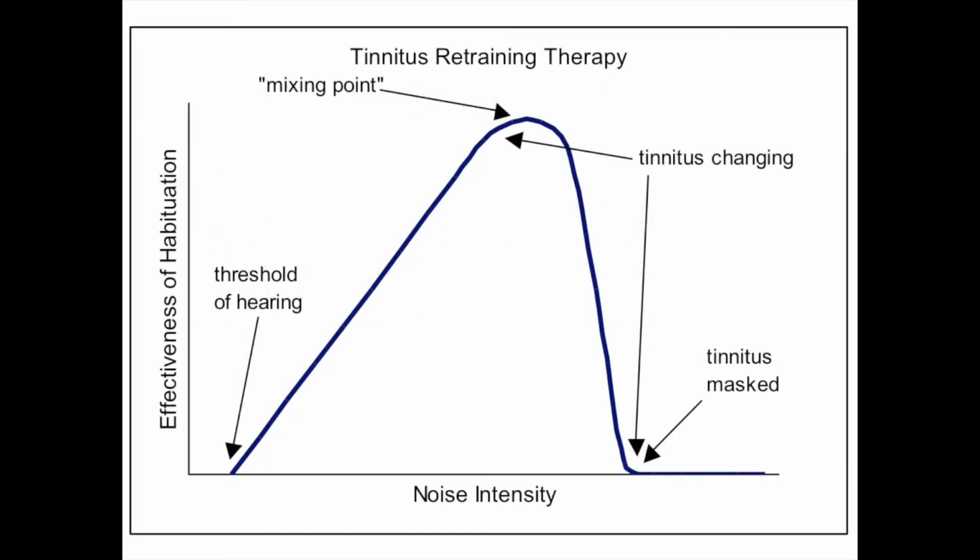So this is a figure from tinnitus retraining therapy. This is the intensity of the noise, and this is the effectiveness of habituation, where you just hear the noise. According to Jastreboff, the effectiveness got greater until you got to the mixing point, and then at higher levels it became less effective until the tinnitus was completely masked, and then it was not effective at all.